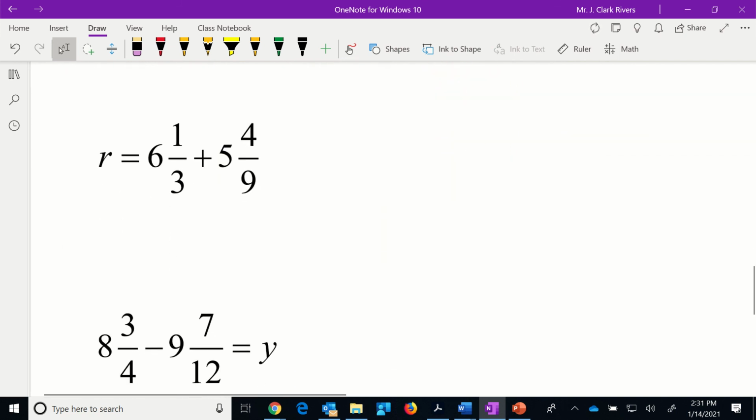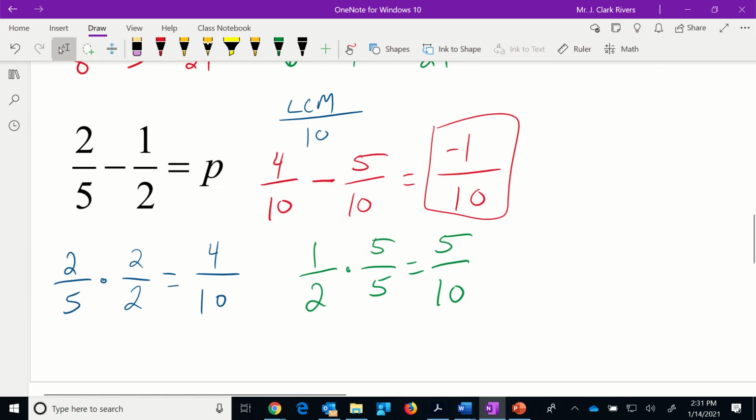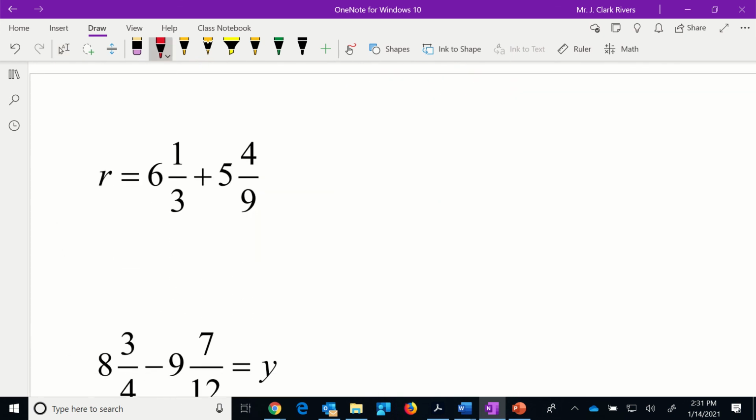Ooh, okay, here we have a mixed number. I think you can do this on your own. We need to first convert to an improper fraction. Do we have that? No, we have not had this yet. So let's convert this together. 3 multiplied by 6 is 18. 18 plus 1 is 19. So that's 19/3 plus 5 multiplied by 9 is 45. 45 plus 4 is 49/9.